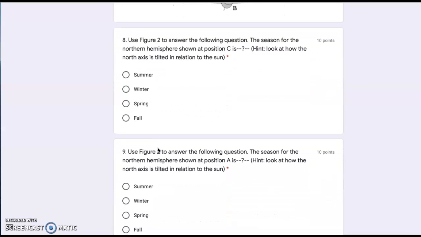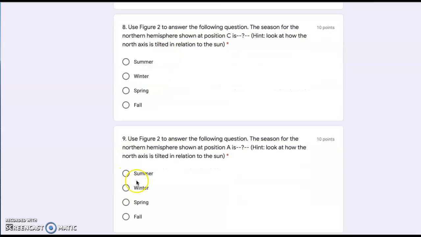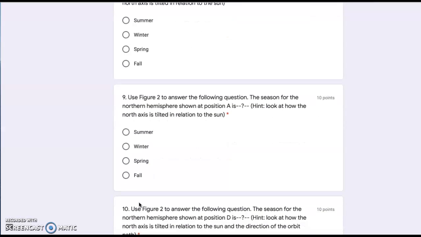Number 9. Use Figure 2 to answer the following question. The season for the northern hemisphere shown at position A is blank. Hint, look at how the north axis is tilted in relation to the sun. So position A is over here. Look at the way the northern hemisphere is tilted. Is it summer, winter, spring, or fall?